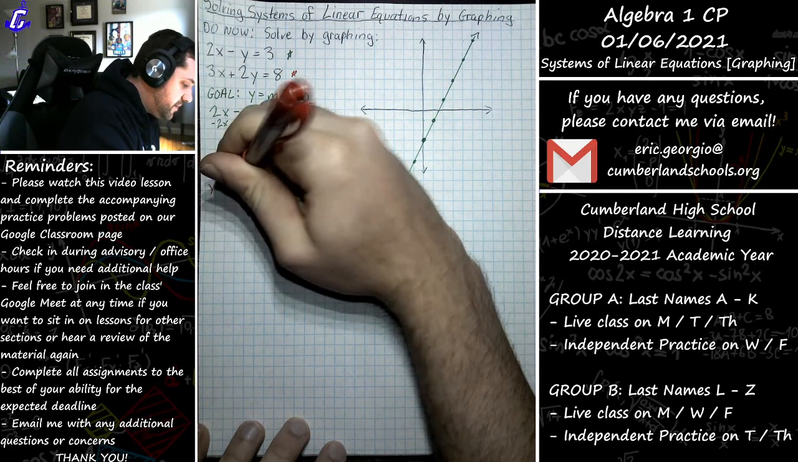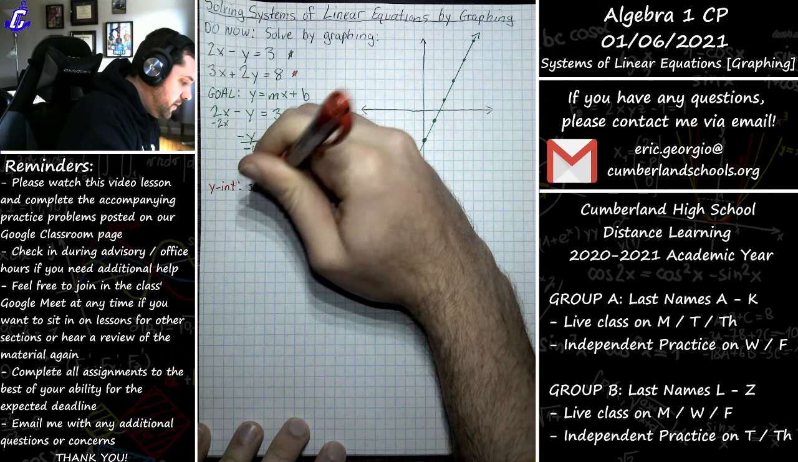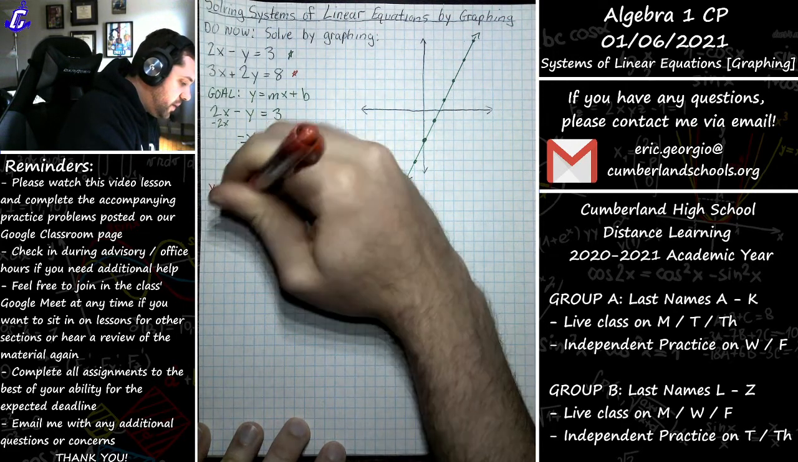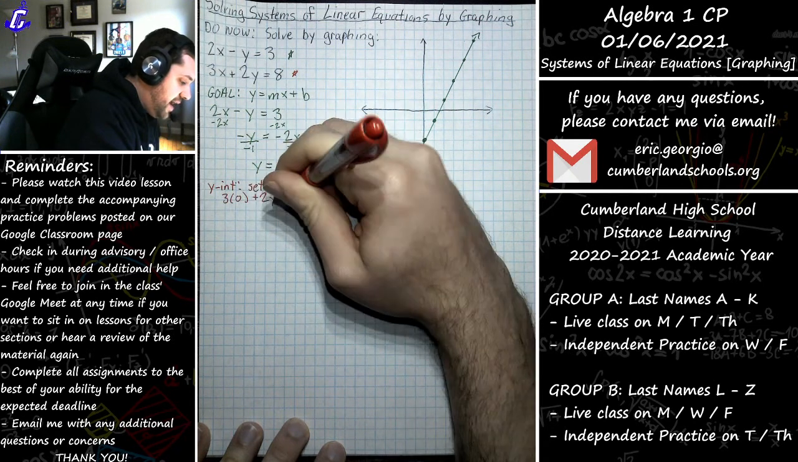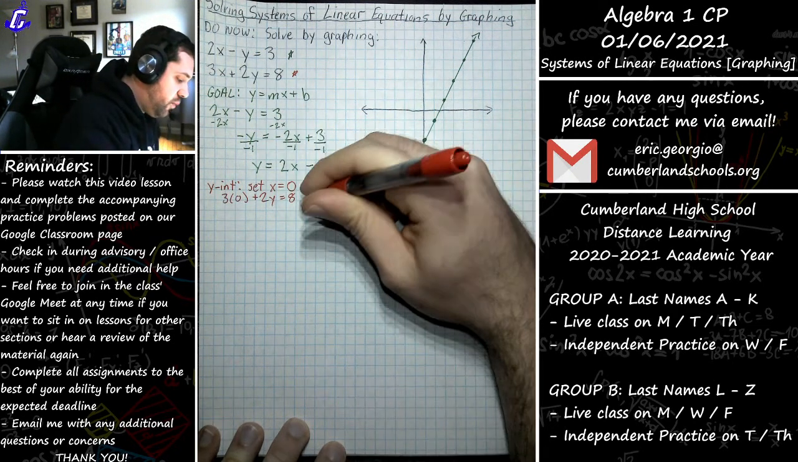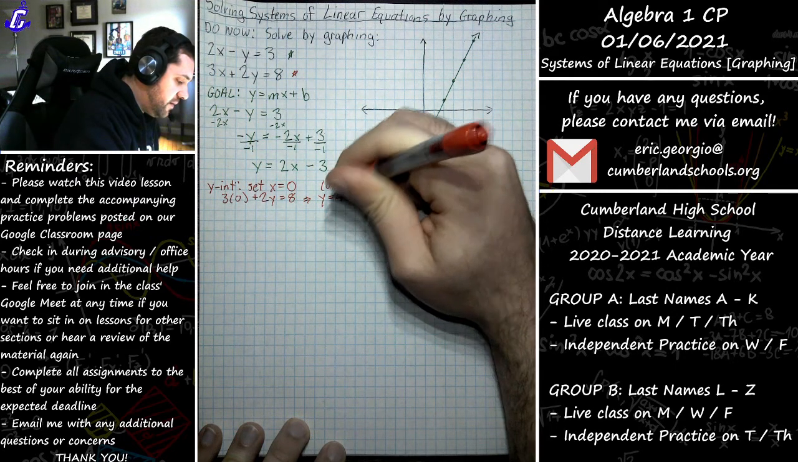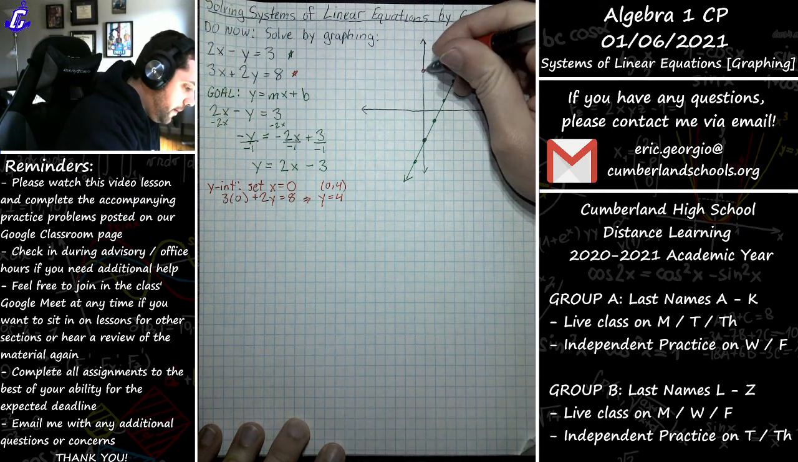In order to find the x and y intercepts, if I wanted to find the y-intercept, we'll do that one first. We would set x equal to 0. So that would mean we'd get 3 times 0 plus 2y equals 8. If 2y is equal to 8, then y is equal to 4, meaning that your y-intercept is at the point (0, 4), right here.